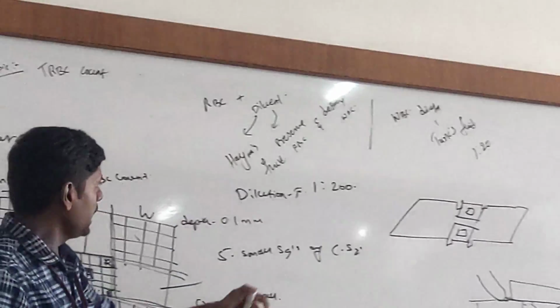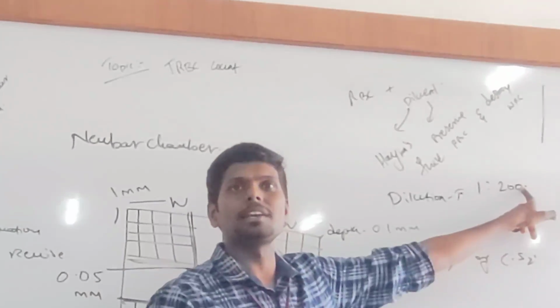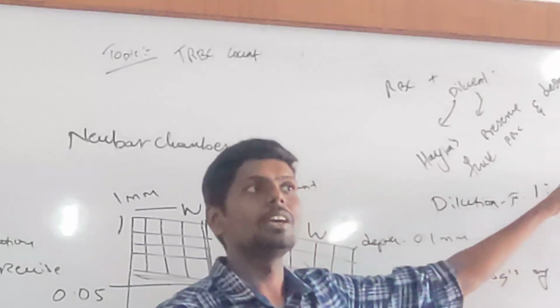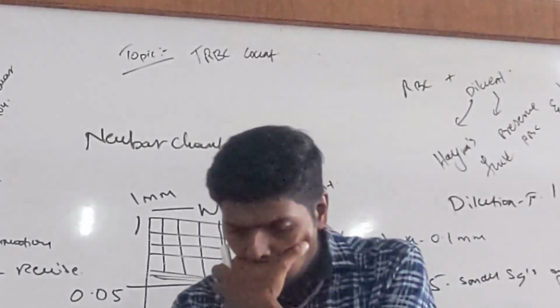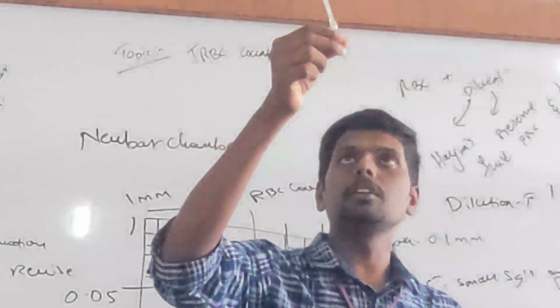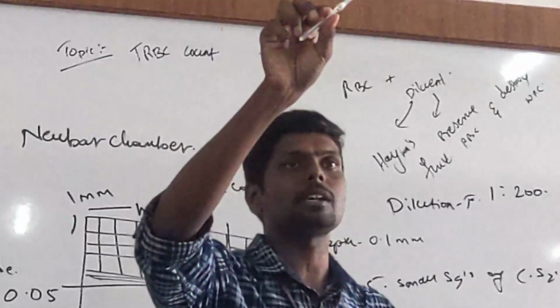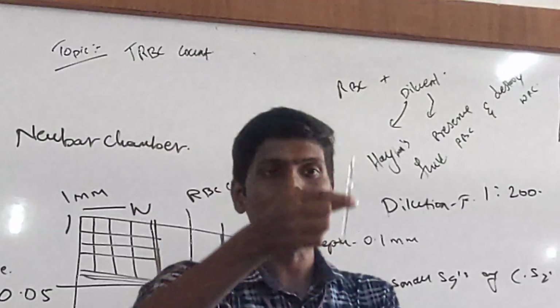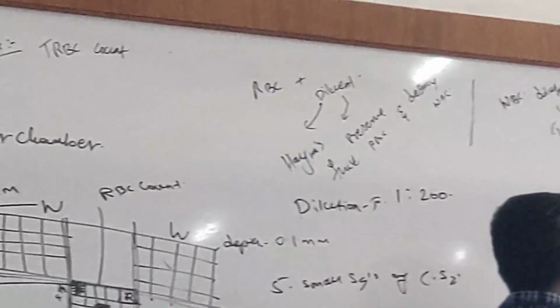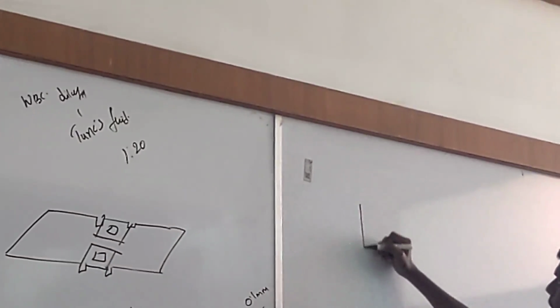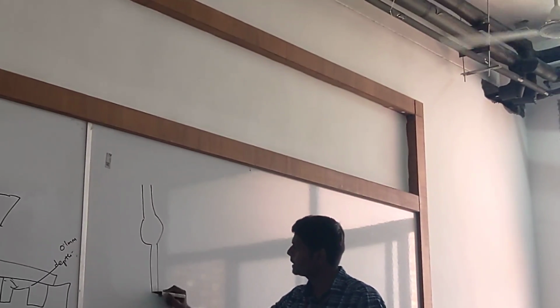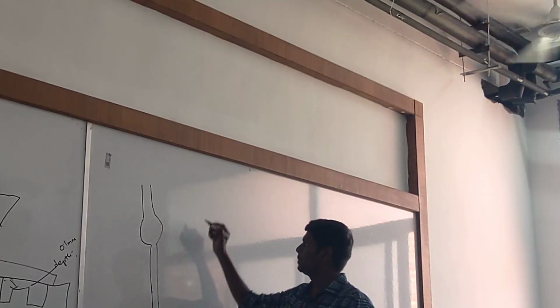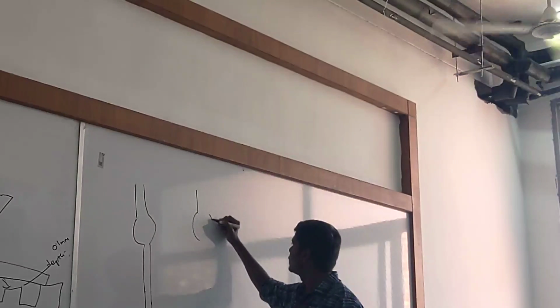So, how to achieve this 1:200 dilution factor? Very simple. We have a modified pipette called the RBC pipette. Now, I will draw the RBC and WBC pipettes simultaneously. You will get some idea. Like this. Then, there is a bottom.